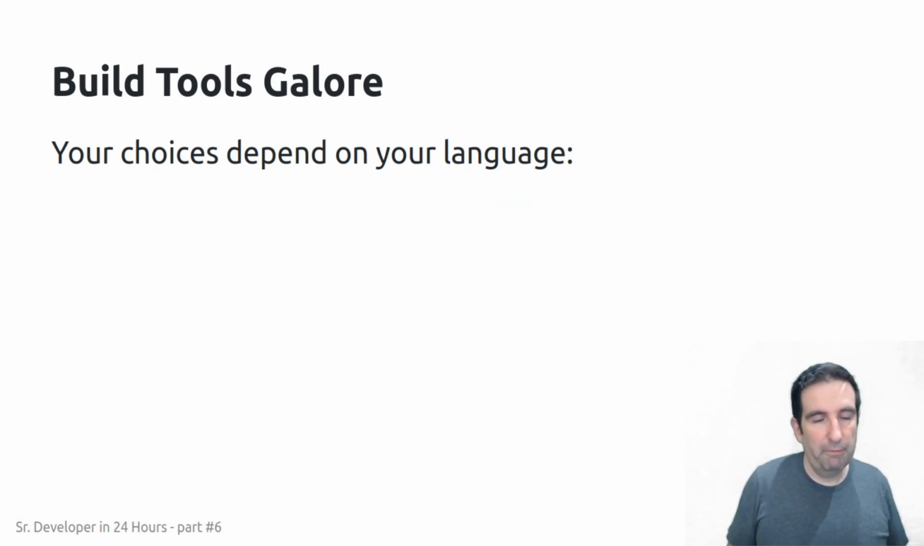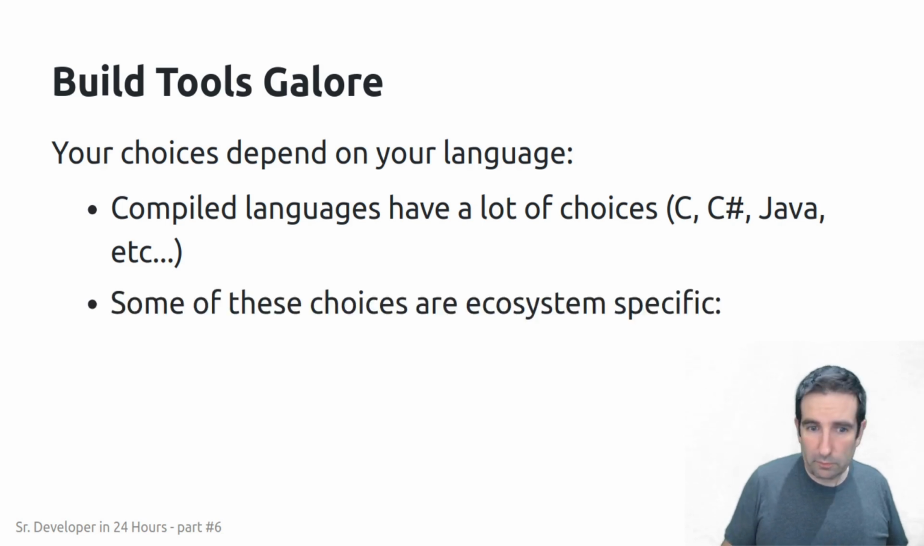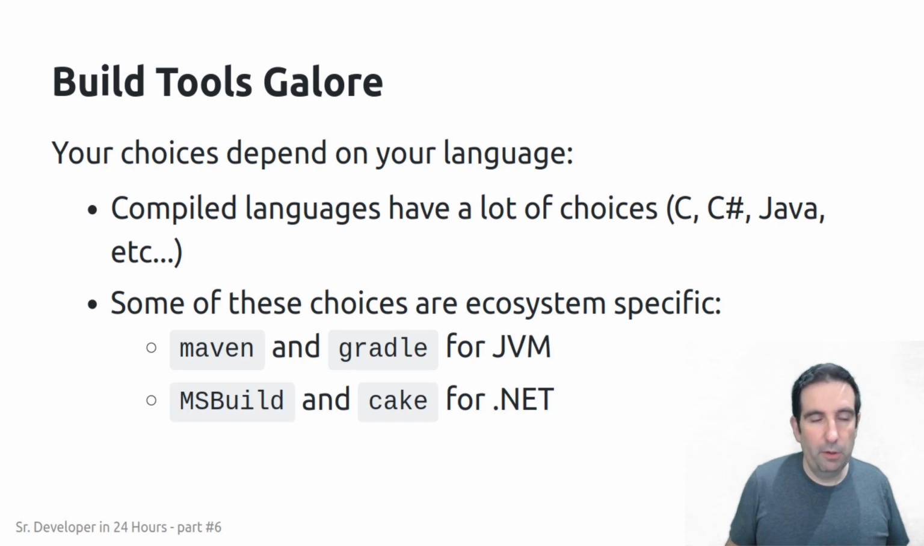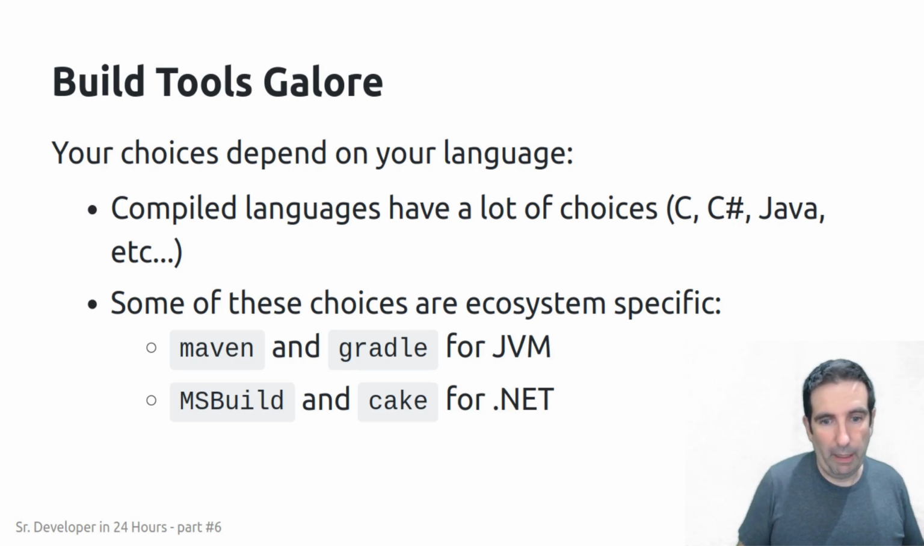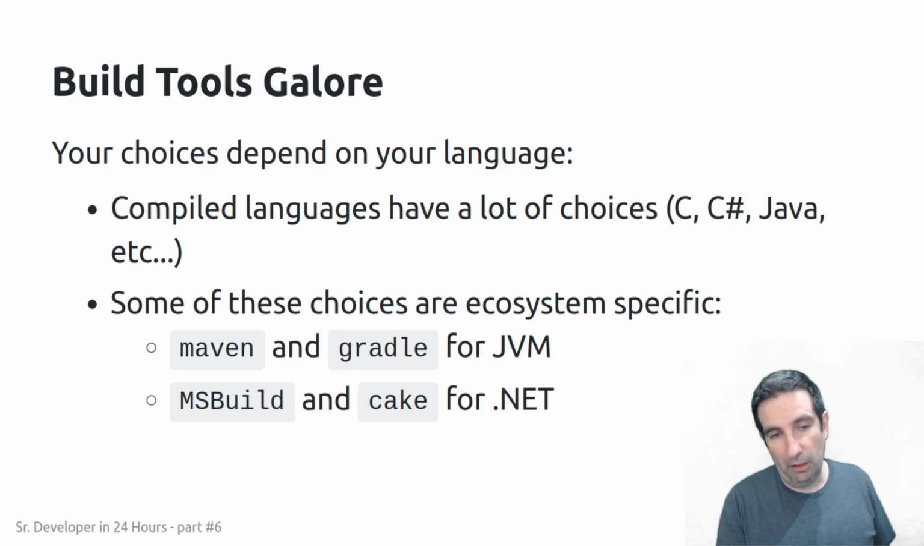On the other hand, if we are using compiled languages, for example, C, C Sharp, Java, etc., the choices tend to be very ecosystem specific. For example, if you're on the JVM, Maven and Gradle tend to be the options that most people use. If you are on the .NET environment, MSBuild, which is the main tool for the environment, or some other alternative tools that are tailored directly to the .NET environment are popular, for example, Cake.